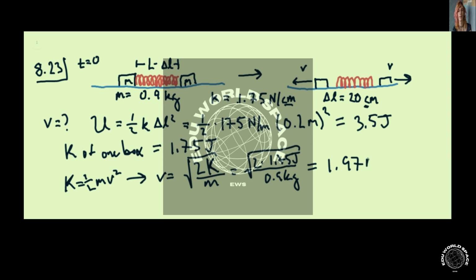And then running that through however you like to crunch the numbers, we find that each box is moving with a speed of 1.97 meters per second. And so the velocity of this one will be negative if we call this the positive x direction, and the velocity of this one will be positive.